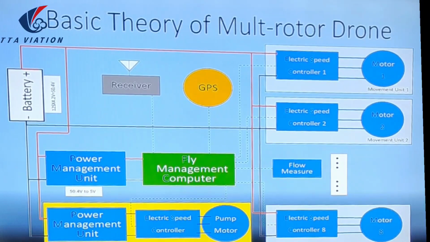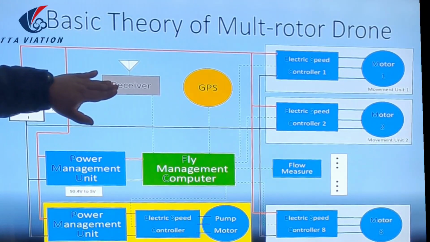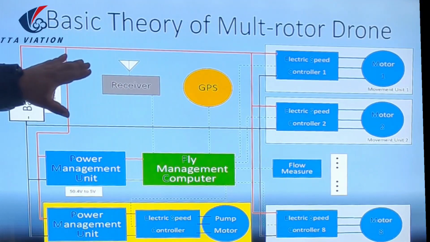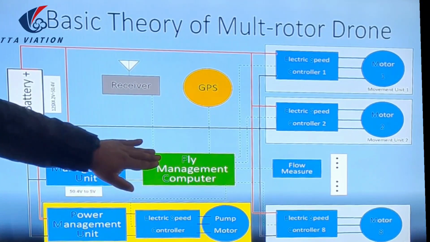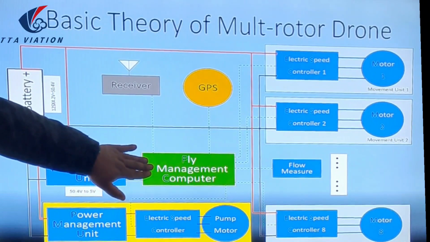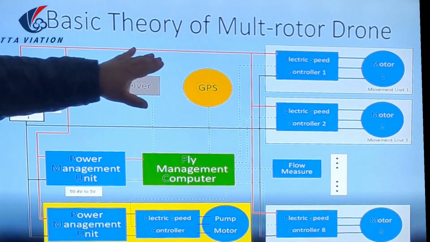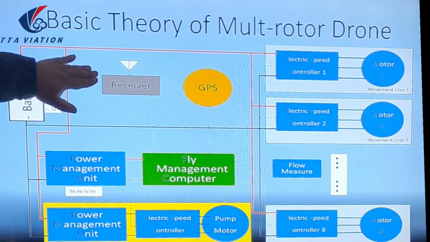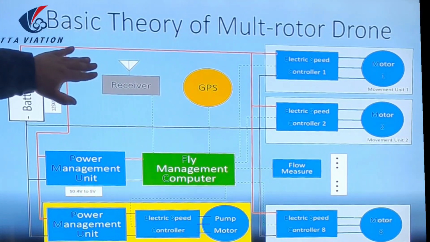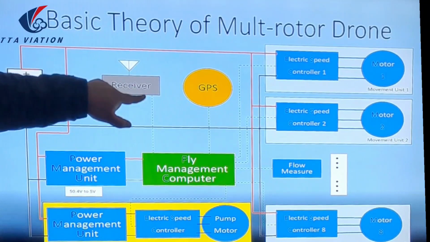a location point in the air, or after the drone receives our operate command or the program command stored in this computer, it can control the drone to change its location. Then we can see the drone flying in the air, changing its location by the program or by our remote controller's control signal, sent and input to the control unit in this way.